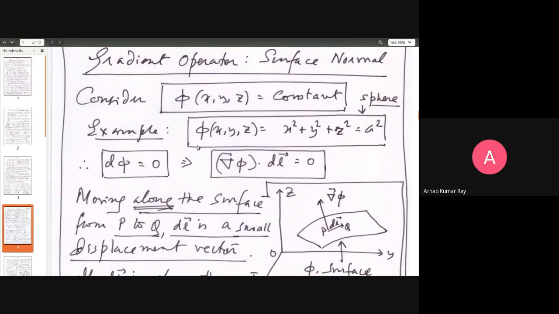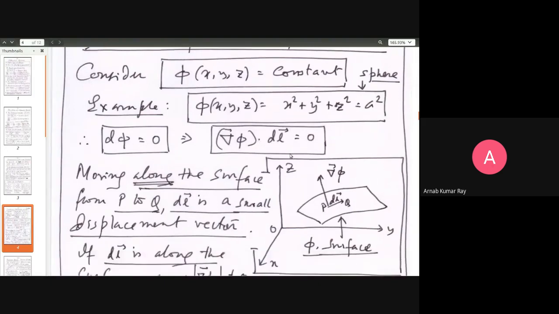So overall phi is going to be a constant quantity. If phi is a constant quantity, then phi is not changing overall. Therefore, d phi, change of phi, is equal to 0. No change. d phi is equal to 0. But then d phi is also gradient of phi dot dl. Gradient of phi dot dl is equal to 0. Okay, now you follow very carefully.